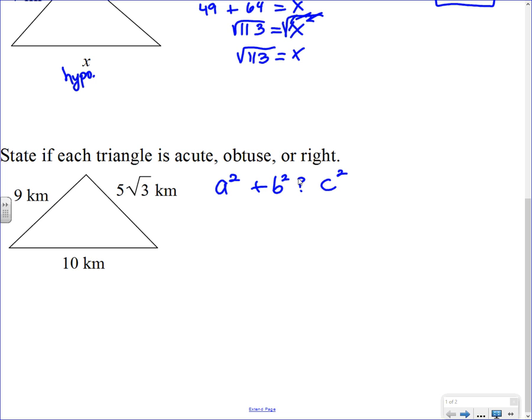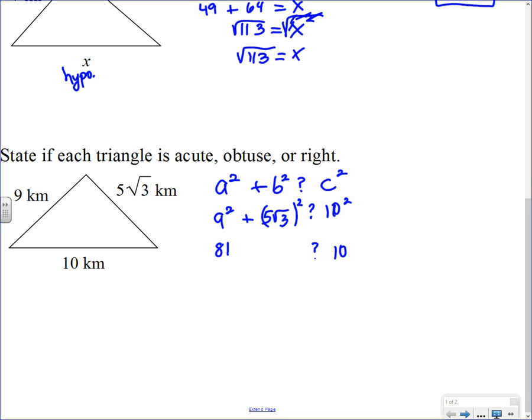Now, the larger number will be the hypotenuse. The larger number is 10, so this will be 10 squared. Remember, the hypotenuse is the larger number. Now, a and b are the legs, it doesn't matter. Let's use 9 squared plus (5 radical 3) squared. And I don't know if they're equal or larger or smaller. Okay, 9 squared will give you 81. 10 squared will give you 100.